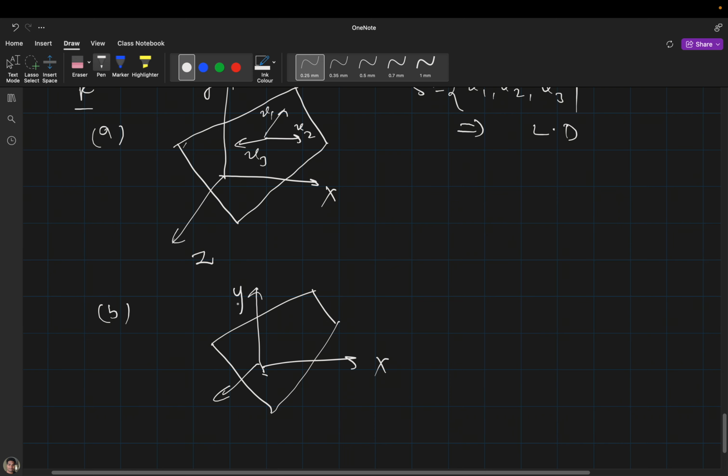Okay. Now suppose we have another system, and the situation is like this only. This is the x-axis, y-axis, and z-axis. v1 is like this, v2 is like this, but v3 is out of the plane. Now is this set linearly dependent or independent? Independent, sir. Yes, this one is linearly independent.